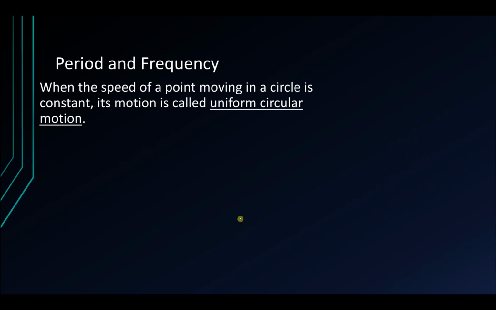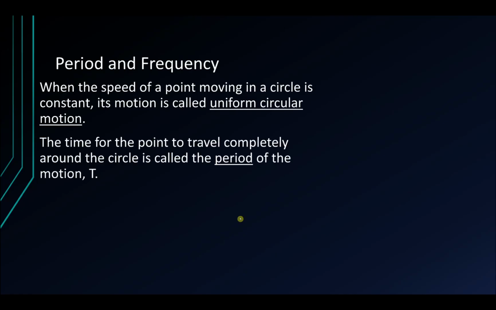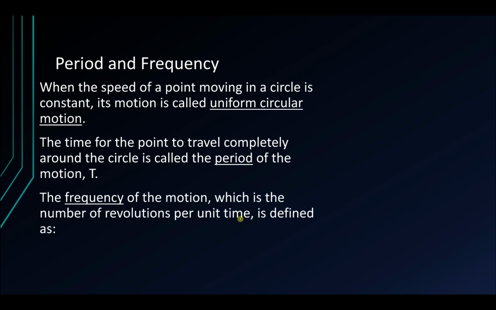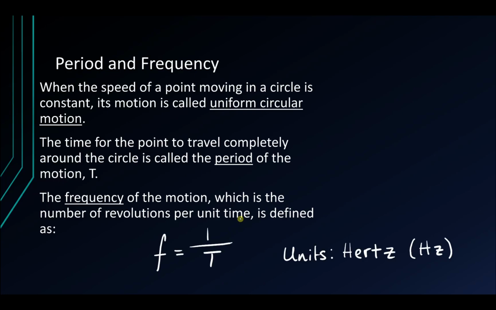So when the speed of a point moving in a circle is constant, we call that uniform circular motion. And the time for the point to travel completely around the circle is called the period of the motion. So one complete revolution around this circle is going to be the period. The frequency is the number of revolutions per unit of time. So we can define the frequency as 1 over the period. And this has units of hertz.